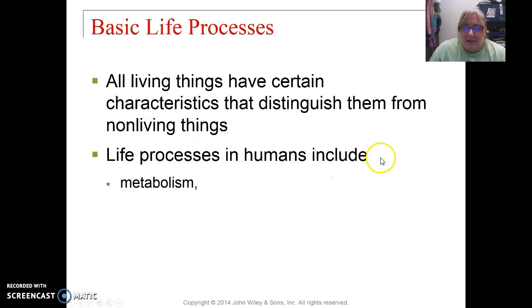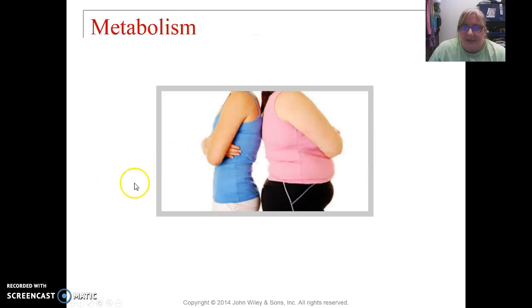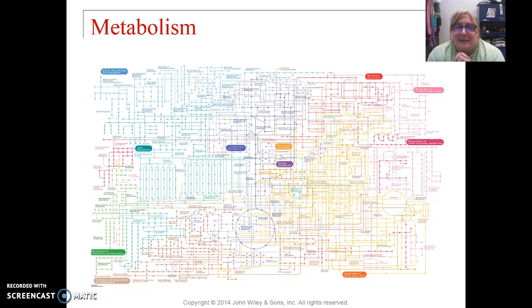All living things also have to be able to metabolize. So when most people think of metabolism, they think, oh, slow metabolism or fast metabolism determines your weight. But metabolism is much more than that. And so this is more like what your metabolism looks like. This is just looking at very few metabolic activities, but it's a very complex process. But you don't have to know all the complexities of it.